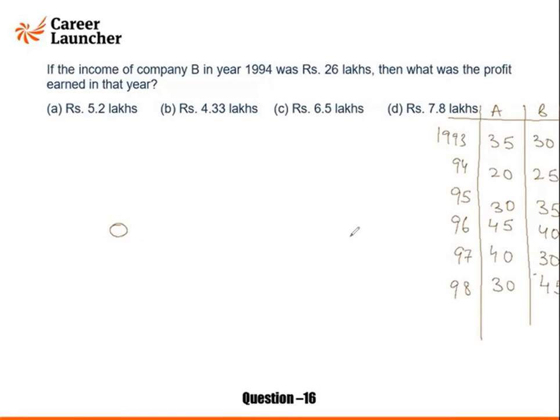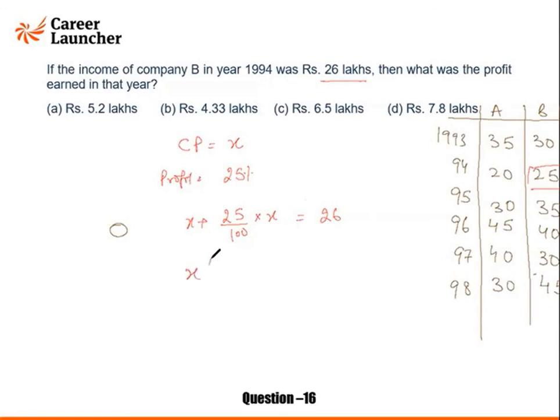The question says, if the income of company B in the year 1994 was 26 lakhs, then what was the profit earned in that year? So for company B in 1994, the profit is 25%. How do we calculate this? First, we need to know the cost price. Let's assume the cost price is X. The profit will be 25% of X, because profit is always calculated on cost price. So X plus 25% of X will equal 26 lakhs.